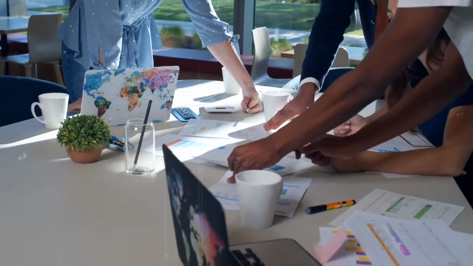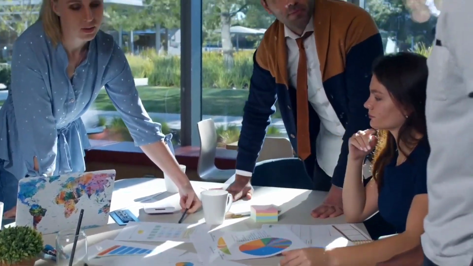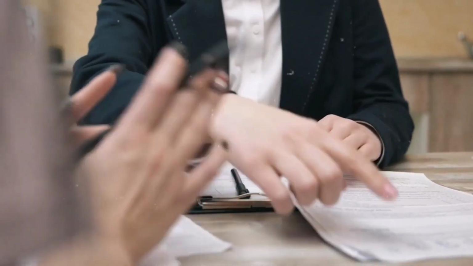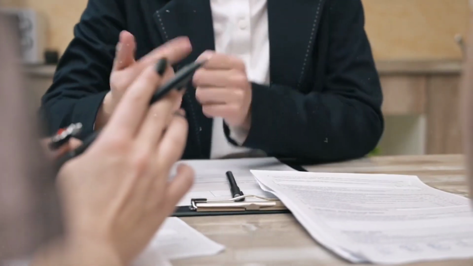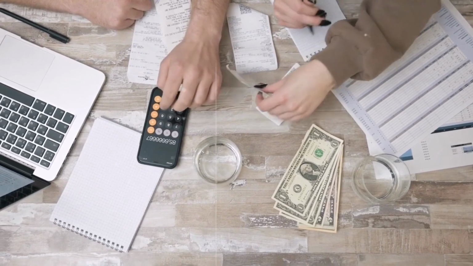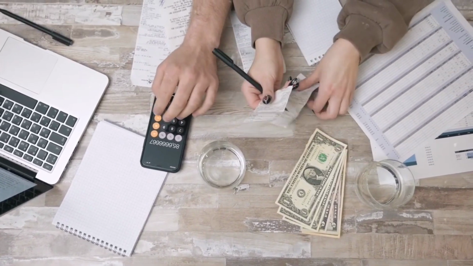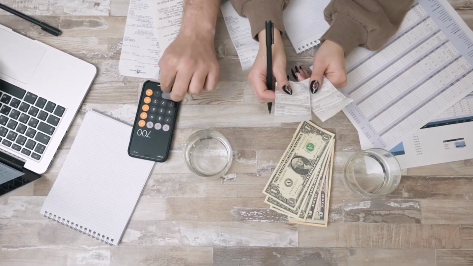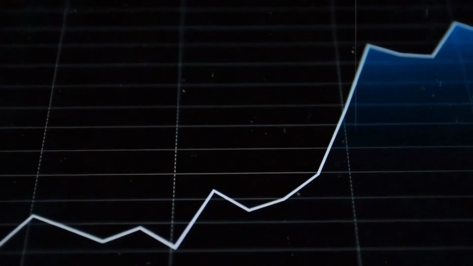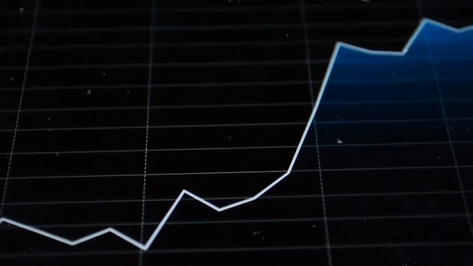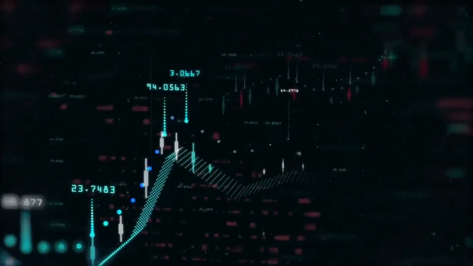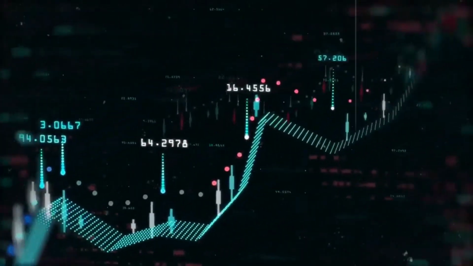Two ways to make money with stocks. There are two main ways to make money with stocks: capital appreciation and dividends. Capital appreciation is when the value of your stocks increases over time, allowing you to sell them for a profit. Dividends, on the other hand, are a portion of the company's profits paid out to shareholders on a regular basis. Both of these methods can provide a solid return on investment, but it's important to research and choose stocks wisely to minimize risk and maximize potential gains.